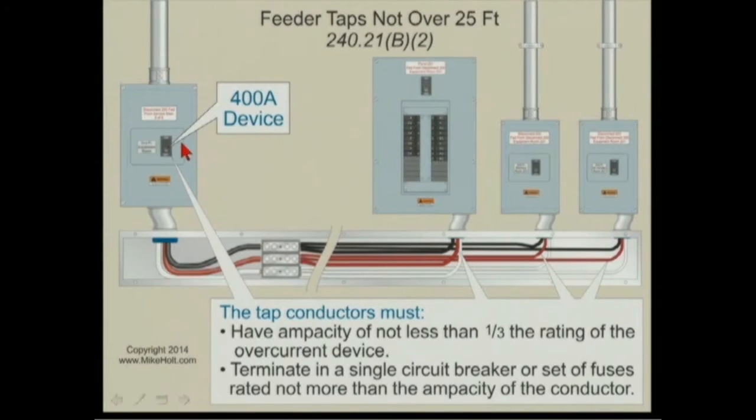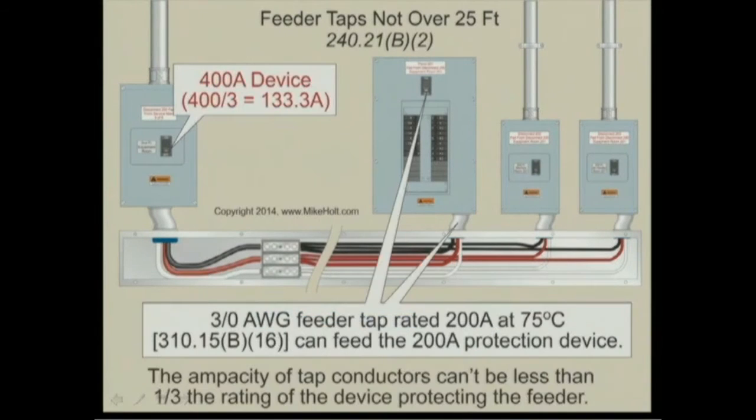Let's run through these slides real quick here. 400 amp device, not less than 1/3 the rating of the overcurrent device. Terminate in a single breaker or set of fuses rated not more than the ampacity of the conductor. So the following example here: no matter what I do, if it's more than 10 feet, I have to have a minimum of 133.3 amps.